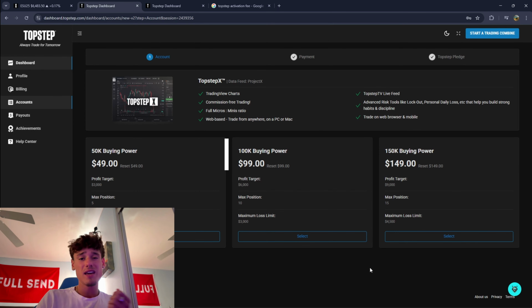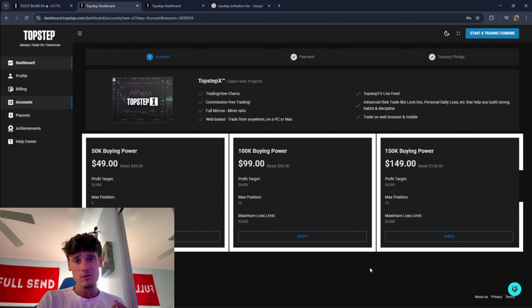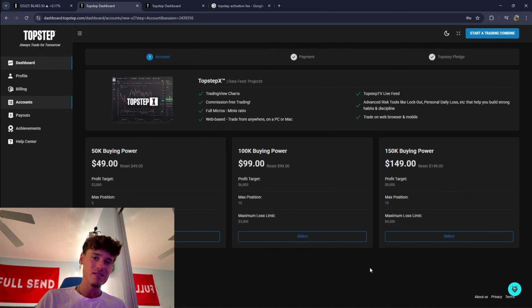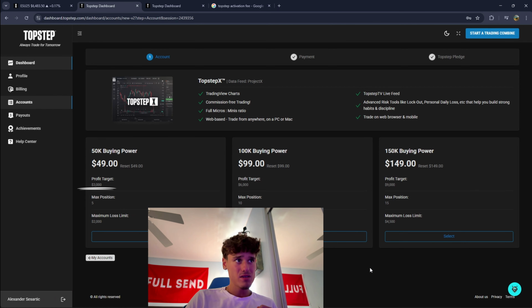You can get a 50K, 100K, or 150K account. Of course, the higher the amount in the account, the harder it is to reach, and the more expensive. So let's start off with the 50K account, 49. These are all USD prices, by the way. $49 a month, and you have to reach a profit target of 3,000.